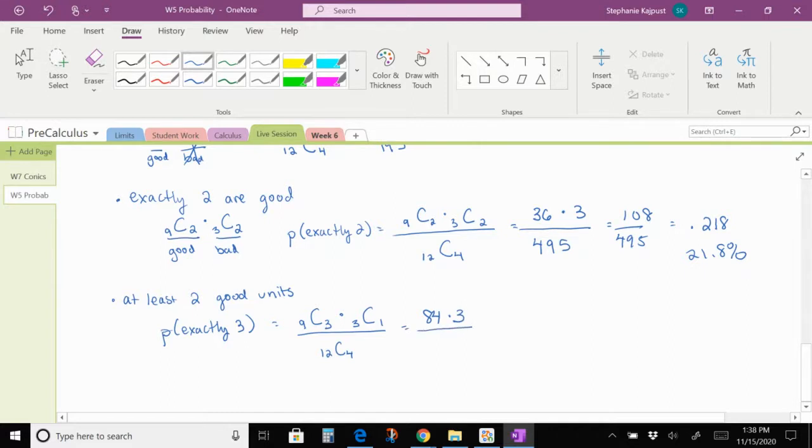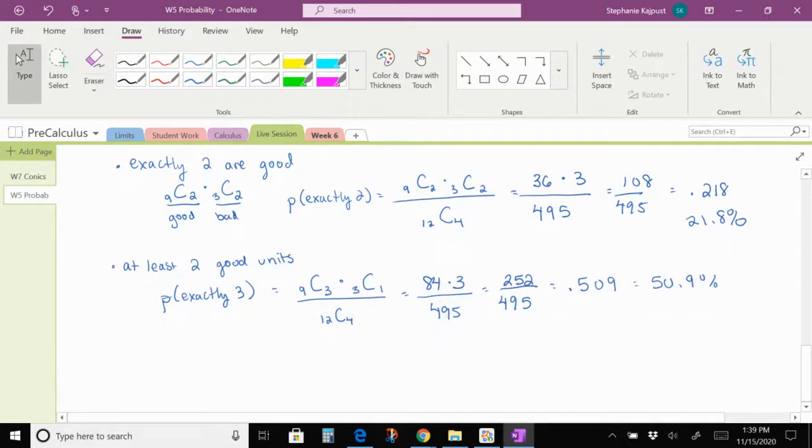Interestingly enough, that is also 3 choices there. 84 times 3, or 495. 252. 495. And that's 0.509, or 50.9%.